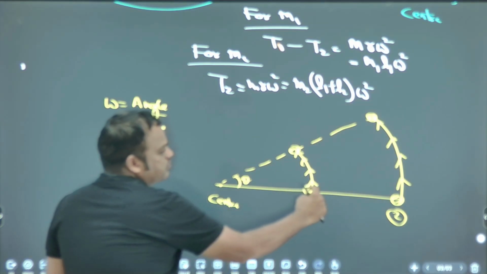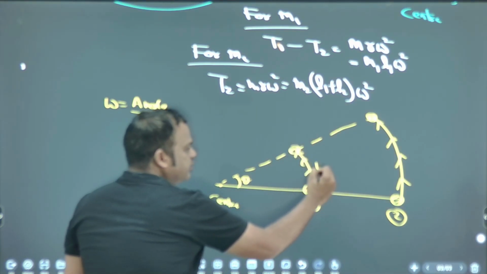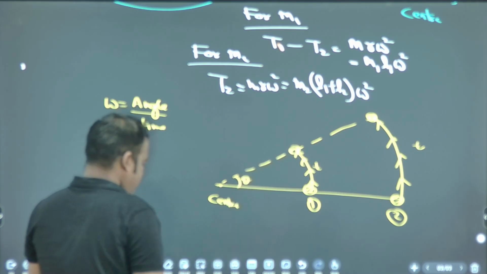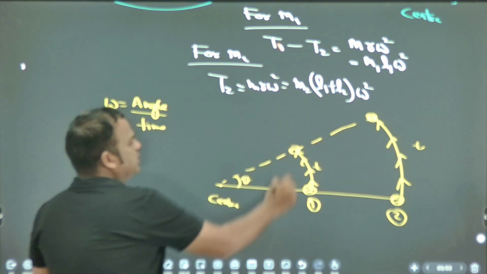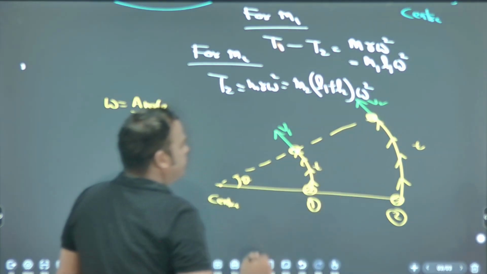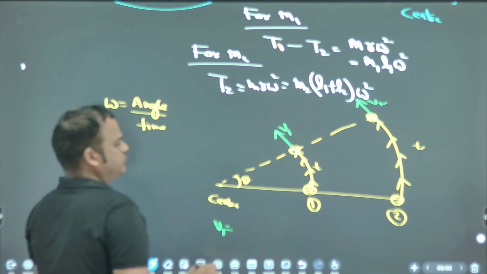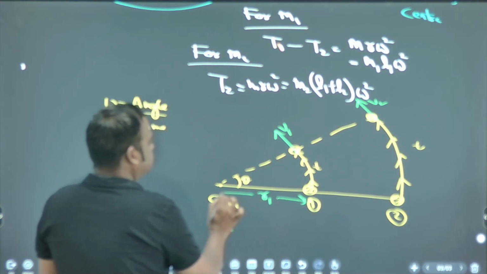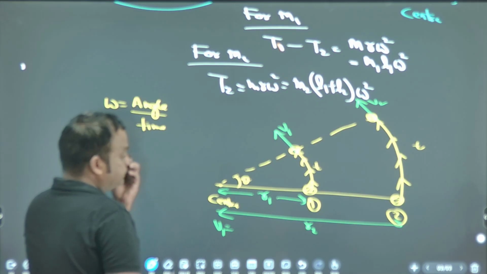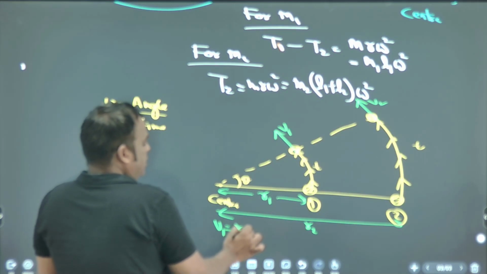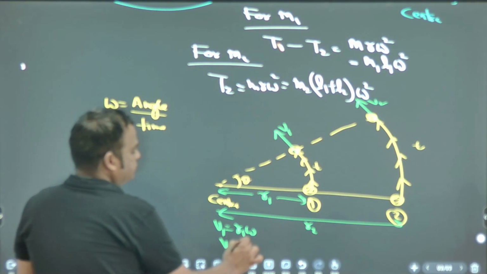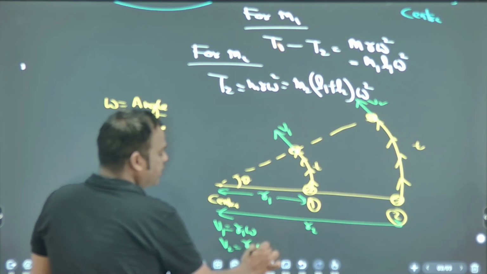Time taken is also same. Here to here time is t, so here to here time is also t. What is different for both? Linear speed. So linear speed is different, v1 and v2. So tell me, what is v1? Suppose radius is r1 and for 2 radius is r2. So what is v1? r1 into omega. Very good. And what is v2? r2 omega.